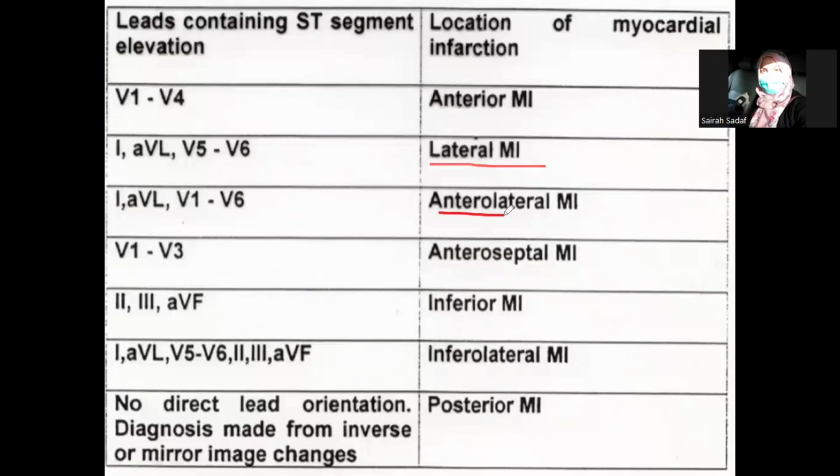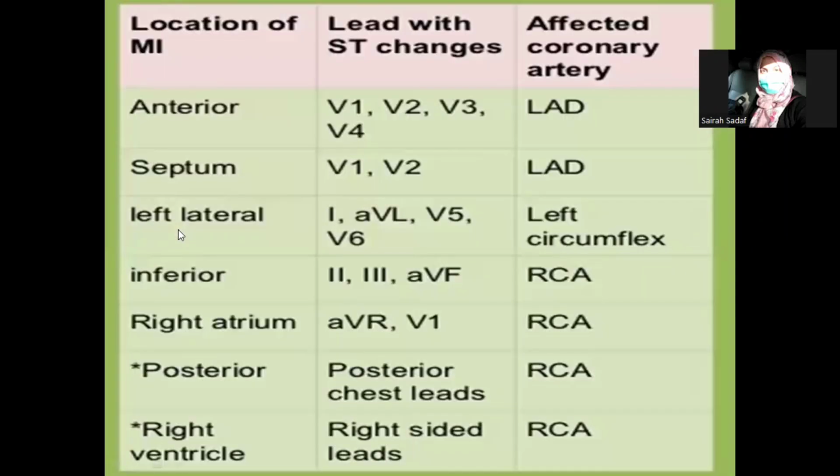We call it anterolateral when, along with these, we also have V1 to V6 leads. So these are anterior and lateral wall MI. V1, V2 or V1, V2, V3, V4 are the anteroseptal MI. These are the inferior leads: leads 2, 3 and AVF. So we call it inferior wall MI. Okay.